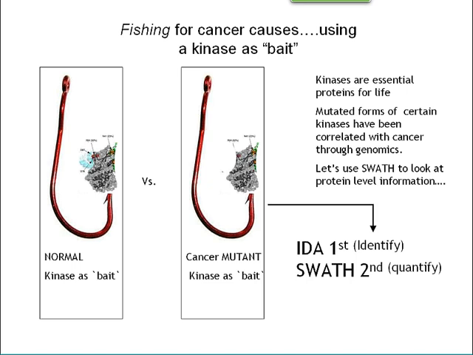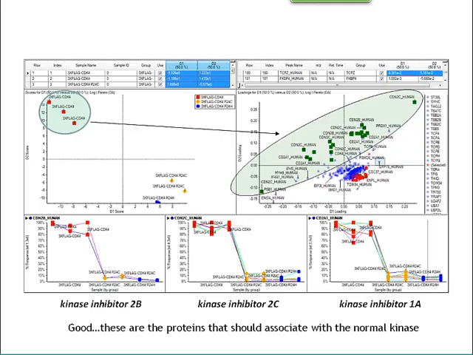So this particular kinase is now going to be contrasted with a mutant, or a couple of mutant forms of it, to see if there are any differences in the proteins that bind to it, because proteins need other proteins to form molecular assemblies to do their work. Here we're looking at a SWATH readout using MarkerView.